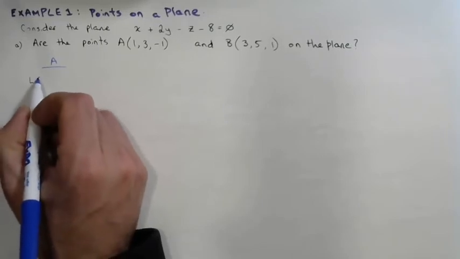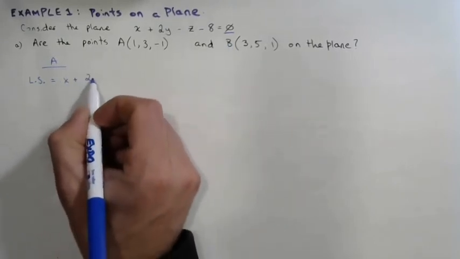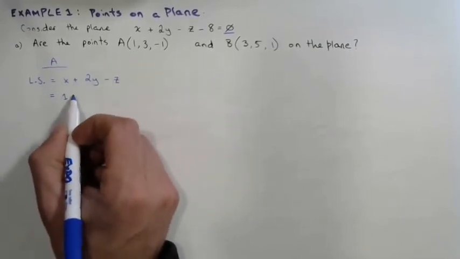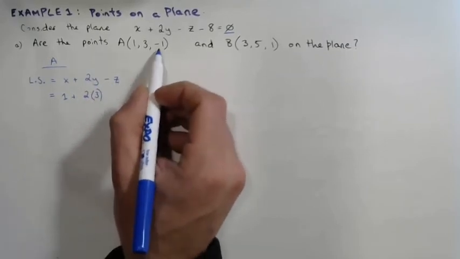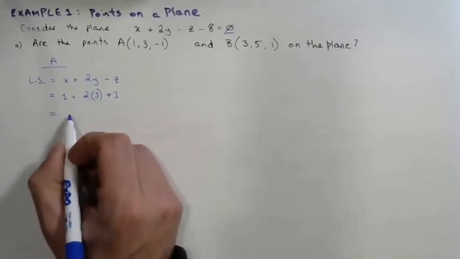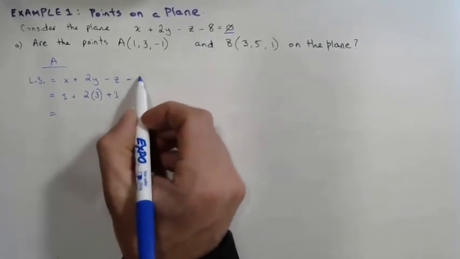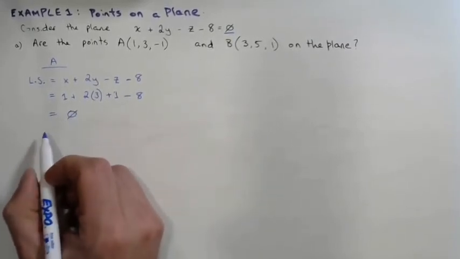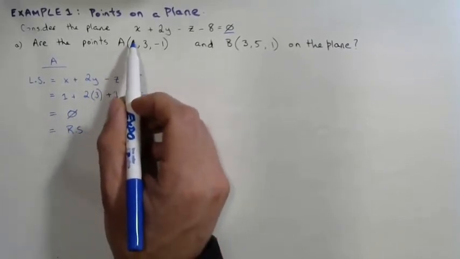The left side is all we're going to write because the right side is 0. The left side is x plus 2y minus z minus 8. I'll sub in what I know. I know x is 1. 2 times 3, since y is 3. And minus -1, that's going to be plus 1. Well, this is not 0. This is 6 plus 2 is... sorry, it is going to work. Sorry, I missed this -8. Hopefully you caught that. So we've got 6 plus 2 is 8, minus 8, that's 0. That does equal the right side. Therefore, the point A is on the plane.